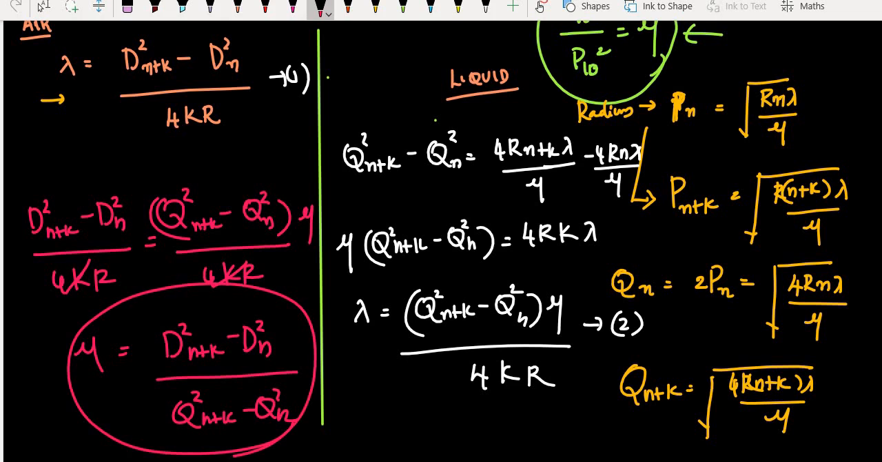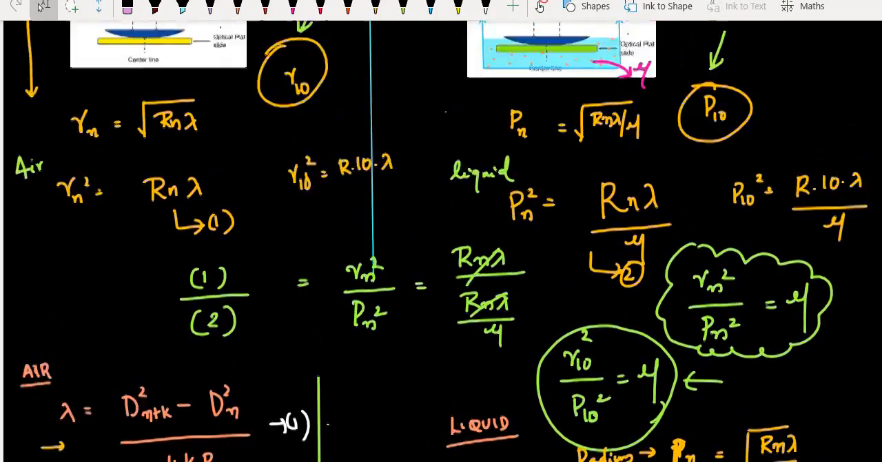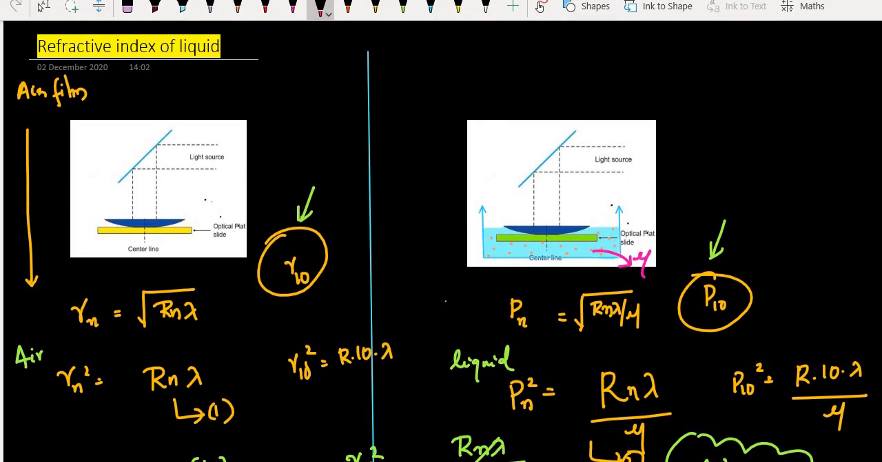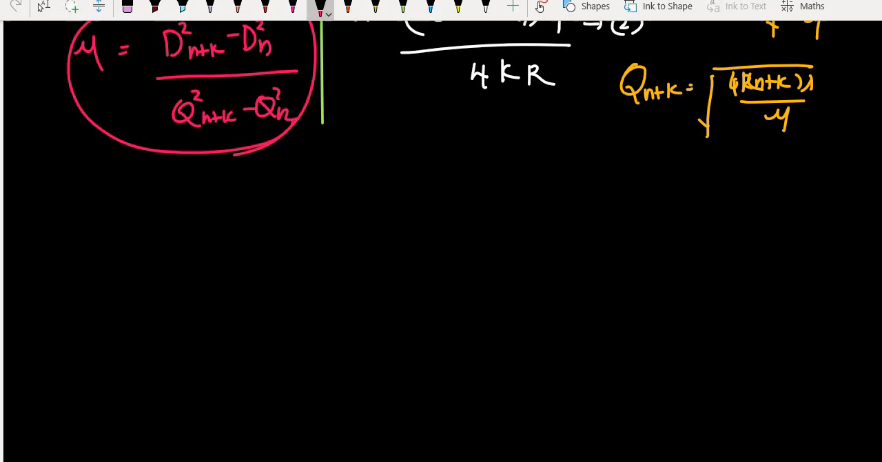So that is how we can find the refractive index of the liquid. While doing this experiment, we will be conducting one experiment with the liquid and one with the air film. So we will be getting a number of values of diameter in the case of air film, and also a number of values of diameter in the case of liquid film. By using this equation for the diameter, we can calculate the refractive index of that particular liquid.